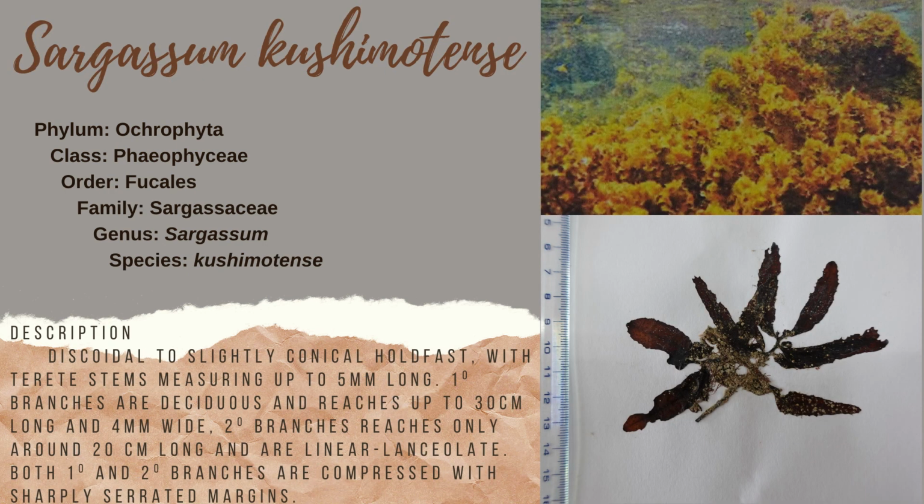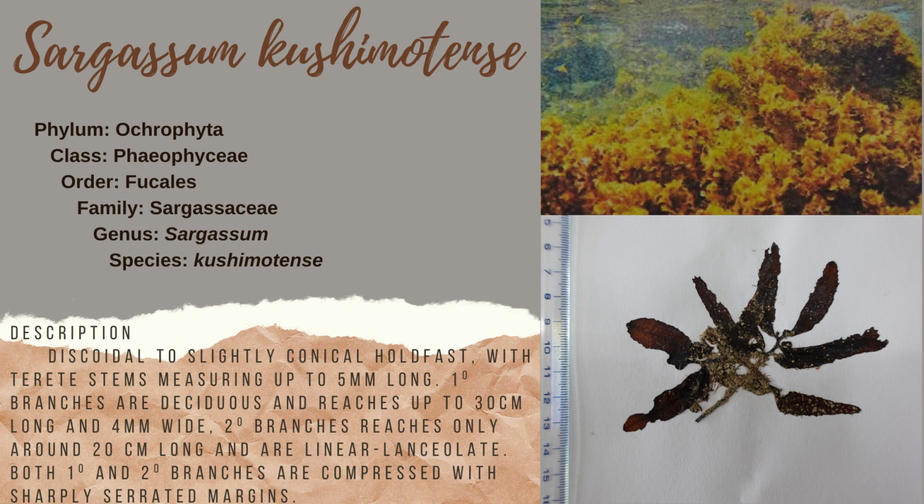An example that allows us to take a closer look at the sargassums is the Sargassum kushimotense, a sargassum on a sandy rocky substrate along the mid-shallow intertidal zone. This sargassum has a holdfast that is shared by many of its genus, discoidal to slightly conical. However, its stem is short, terete, and smooth, measuring up to 5 millimeters long, with its primary branches compressed.